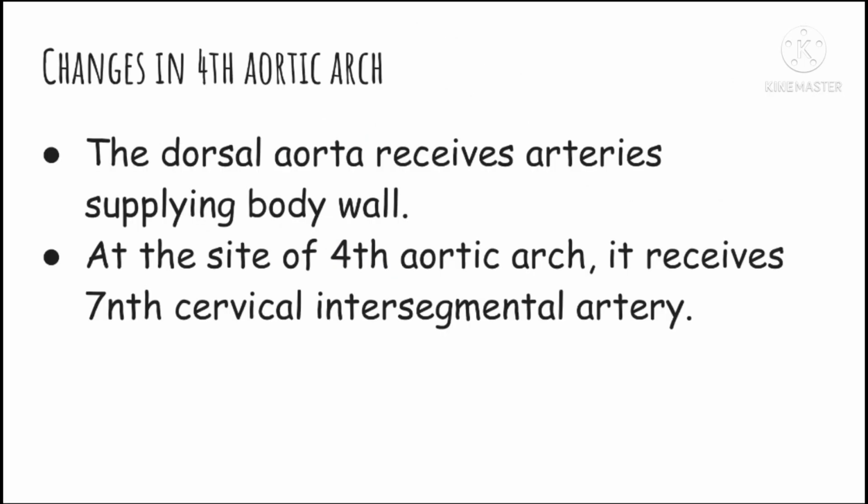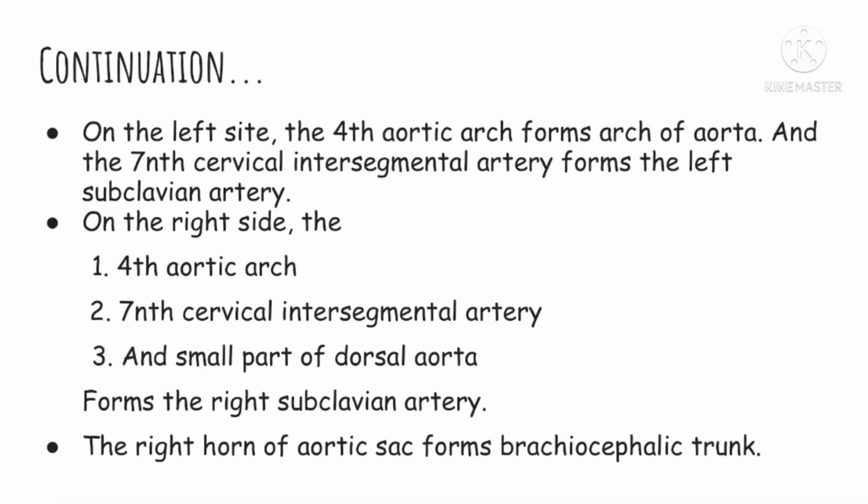The dorsal aorta receives arteries that supply the body wall, and one of the many arteries is the 7th cervical intersegmental artery, and it opens at the site of the 4th aortic arch. As we all know, the ventral aorta has fused to become the aortic sac, which is the fused part, and the unfused part is the right and the left horn of the aortic sac. The arch of the aorta is formed from 3 structures, that is the ventral part of the aortic sac, the left horn of the aortic sac, and the left 4th arch artery.